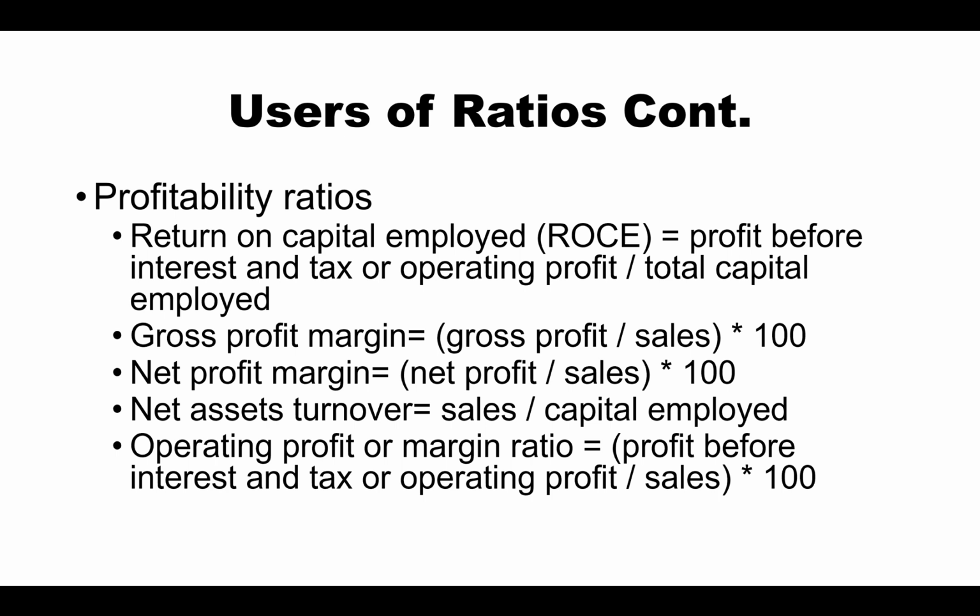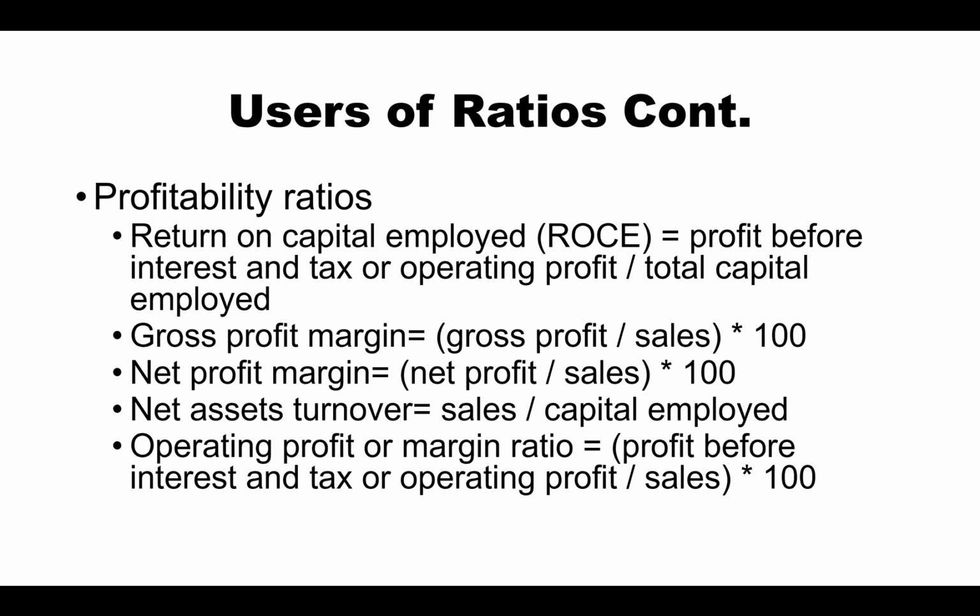Then you also have the operating profit margin ratio, which will indicate efficiency in which costs have been controlled in generating profit from sales. Here we have the profit before interest and tax, or the operating profit, divided by sales, and the result you multiply by 100 to get the percentage. So those are the profitability ratios that you can first of all look at.